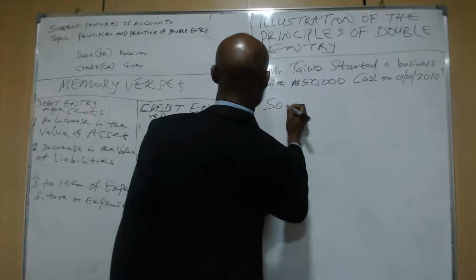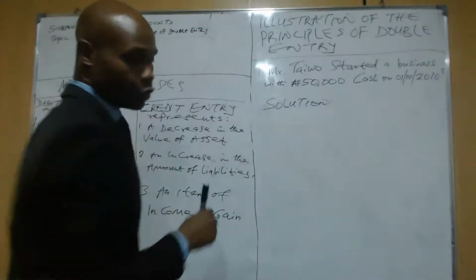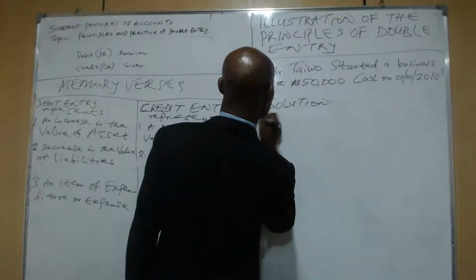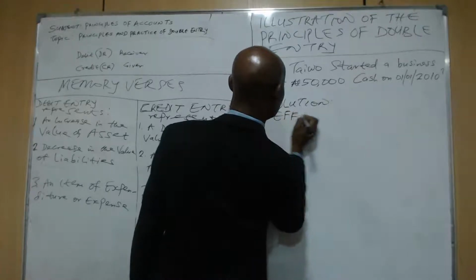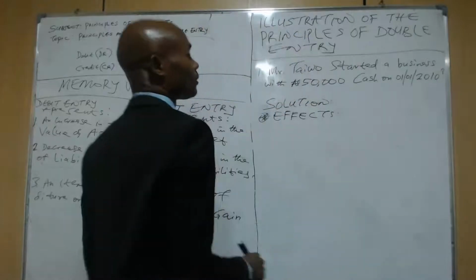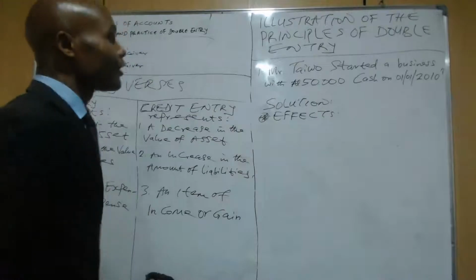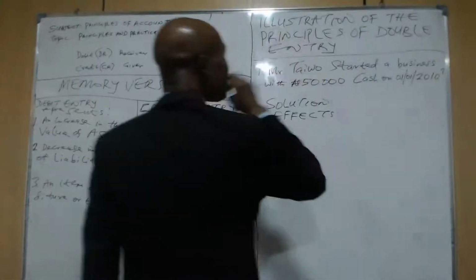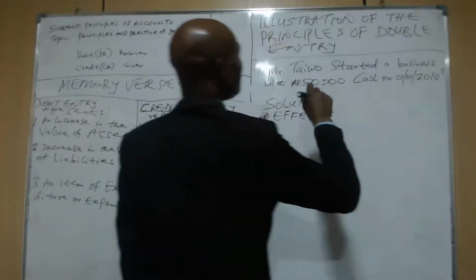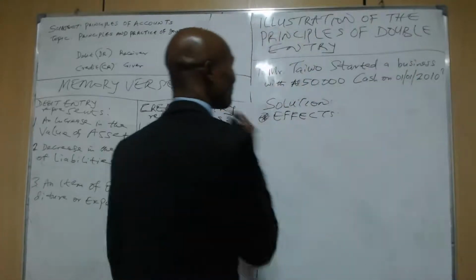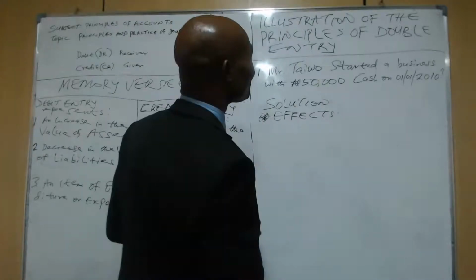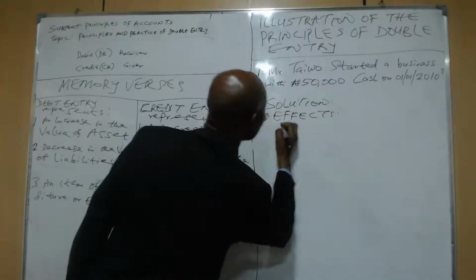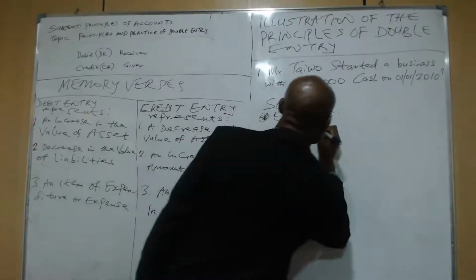In solving this problem, you should note these effects. That there is an increase in capital. Why? Any money used to start a business is called capital. In other words, capital is the money on the 1st of January 2010. So the effect is that there is an increase in capital.